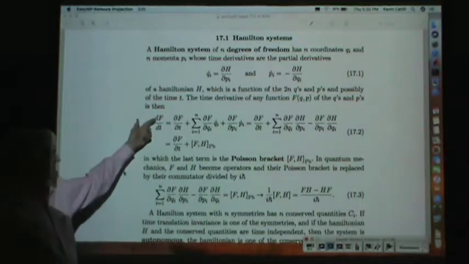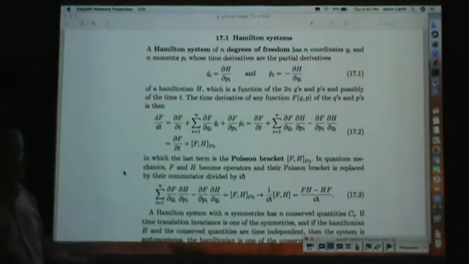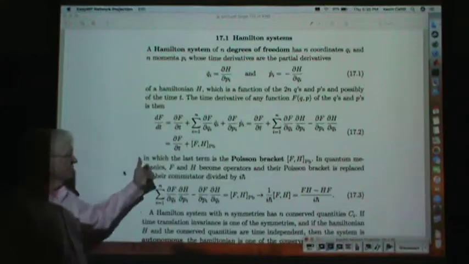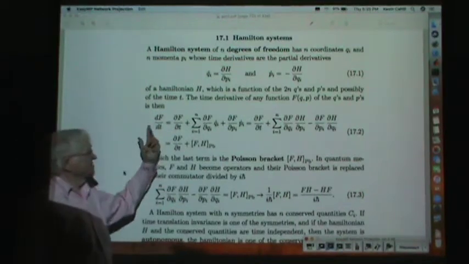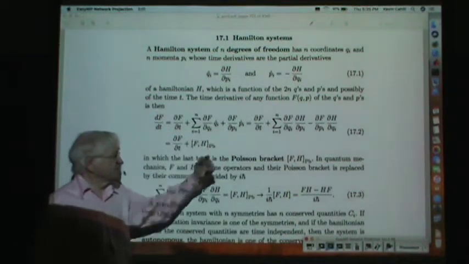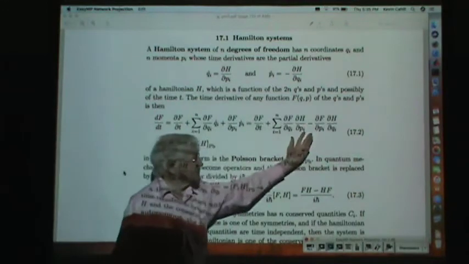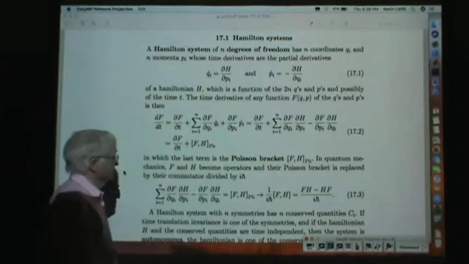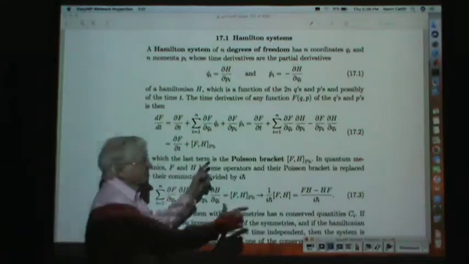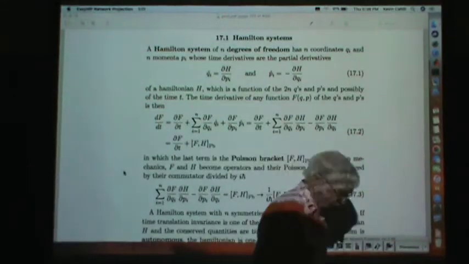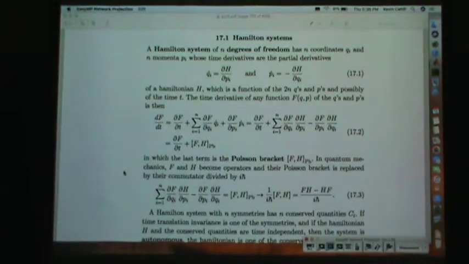Then if you take the time derivative of any function f, you get the partial derivative plus the change in f due to the changes of the q's and p's, and then if you use Hamilton's equations, that gets into this expression. And this sum is called the Poisson bracket, named after Poisson.